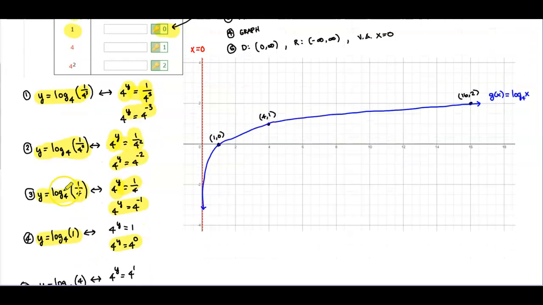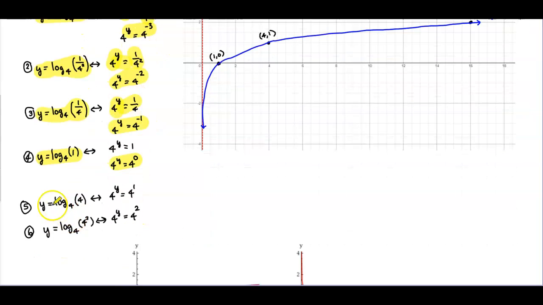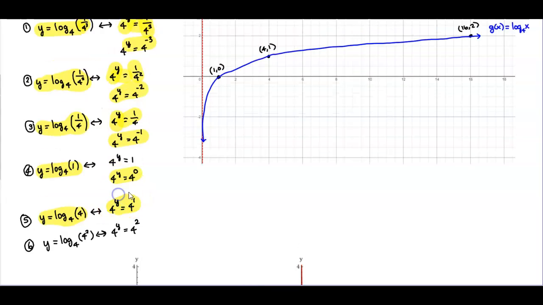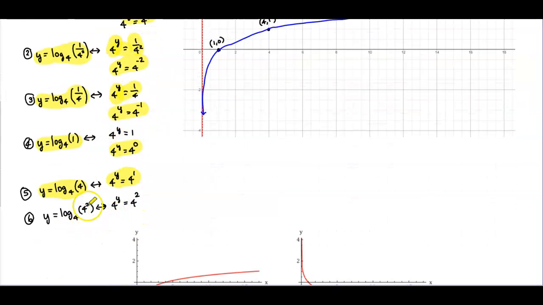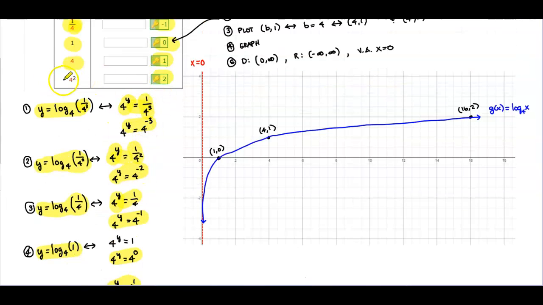Okay, next, we're going to plug in the value of 4. We plug in the value of 4 into this logarithmic equation. We say that y is the exponent on base 4 to get 4, but that exponent of 4 is 1, so therefore y is going to equal 1. Okay, and the last one, we're going to put in 4 squared for x. So again, here's our logarithmic equation, rewriting it with y as the exponent on base 4 to get 4 squared, so y is going to equal 2. So now we have all our ordered pairs.